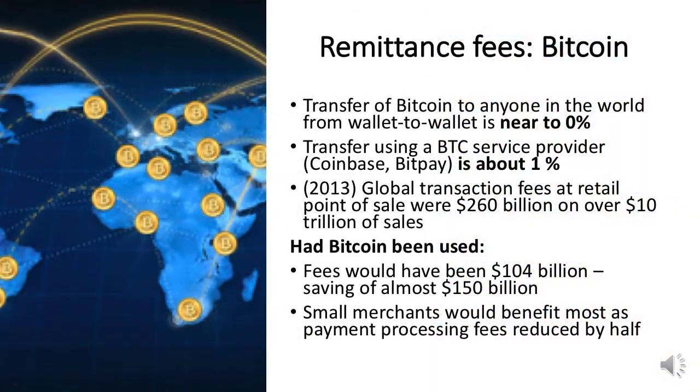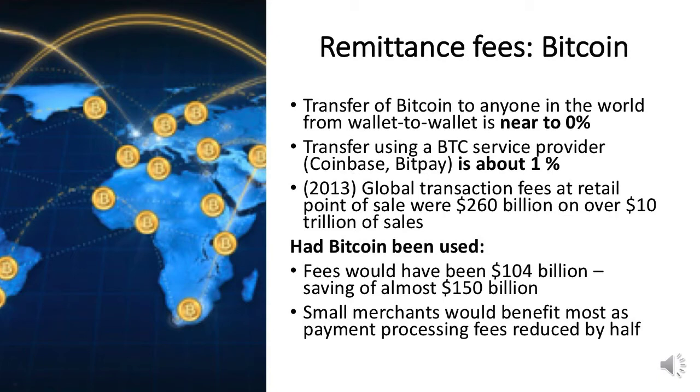Remittance fees with the use of Bitcoin. Transfer of Bitcoin to anyone in the world from wallet to wallet is near to 0%. Transfer using a BTC service provider such as Coinbase or Bitpay is about 1%.